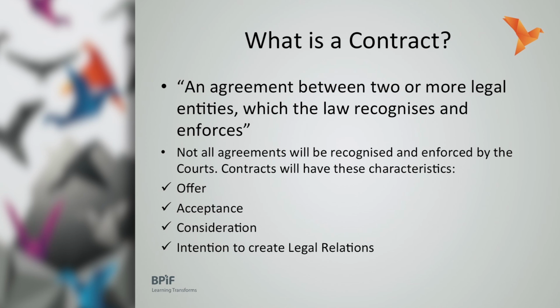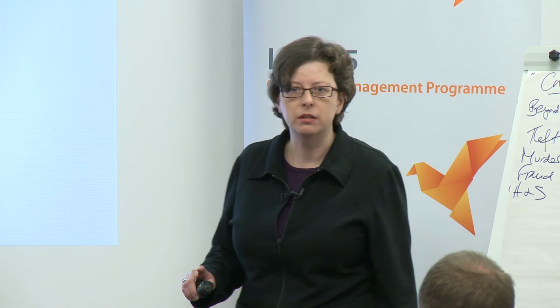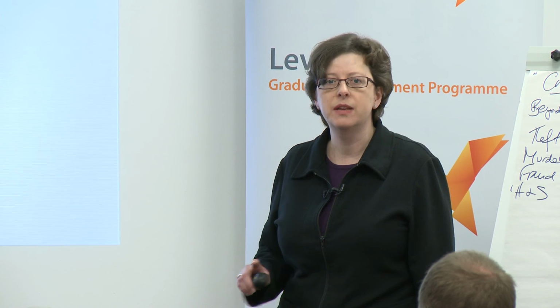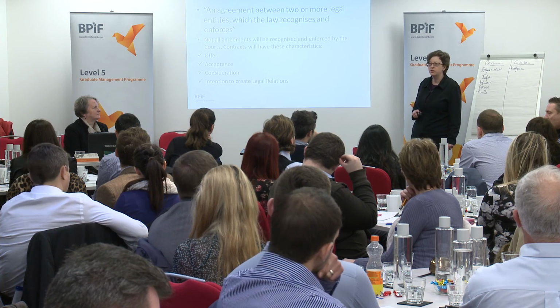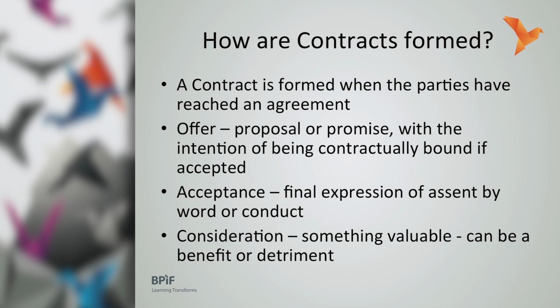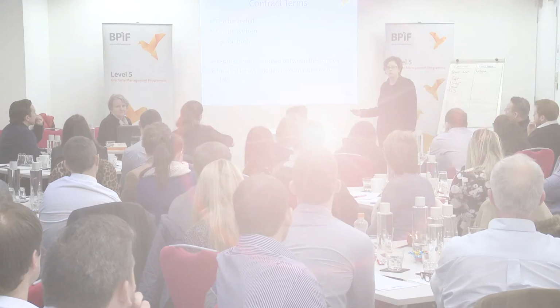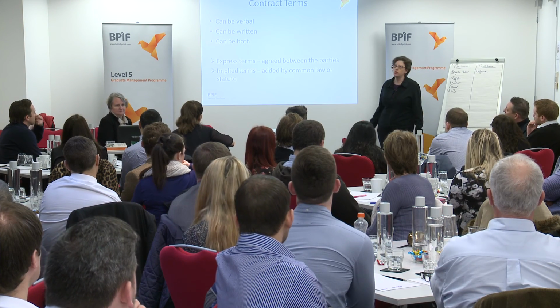For it to be a legal contract, the parties need to intend to create legal relations. The courts tend to assume, to start with, a presumption that arrangements or agreements between members of the same family aren't legally enforceable. So if you do have inter-family business arrangements, you need to make it absolutely clear that you do intend those arrangements to be legally binding. Contracts are formed when the parties have reached agreement. The contract terms themselves can be entirely verbal, written, or a mixture of both. And contracts contain express terms and also implied terms, which are terms that are added by common law or by statute.